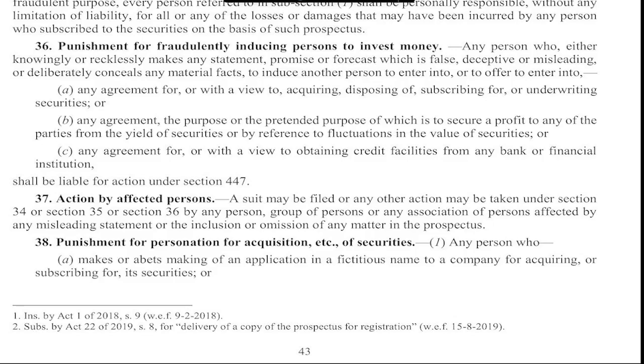Next one. Not this agreement now, the second type. Read. Any agreement, the purpose or pretended purpose of which is to secure a profit to any of the parties from the yield of the securities or by reference to the fluctuations in the value of securities. Listen, I will explain what it means. There are 2 types of markets. Number 1, equity. Next one is futures and options.